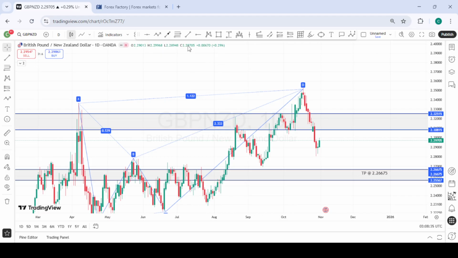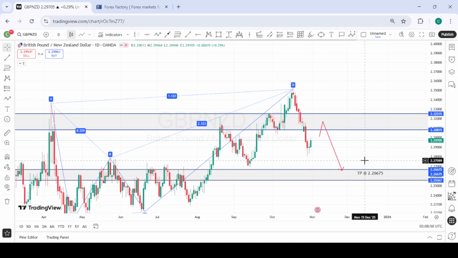What we're going to do is look out for a possible pullback into this area of interest. We look for selling confirmations or reversal patterns, head and shoulders, or double tops. Then we'll take our sales from here to these very targets we have below. So for the coming week, we are very bearish on GBPNZD. So let's look out for these sales.